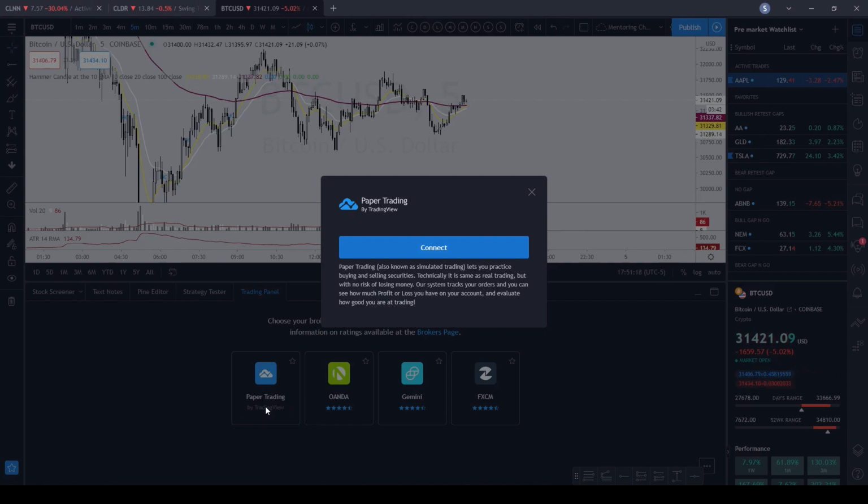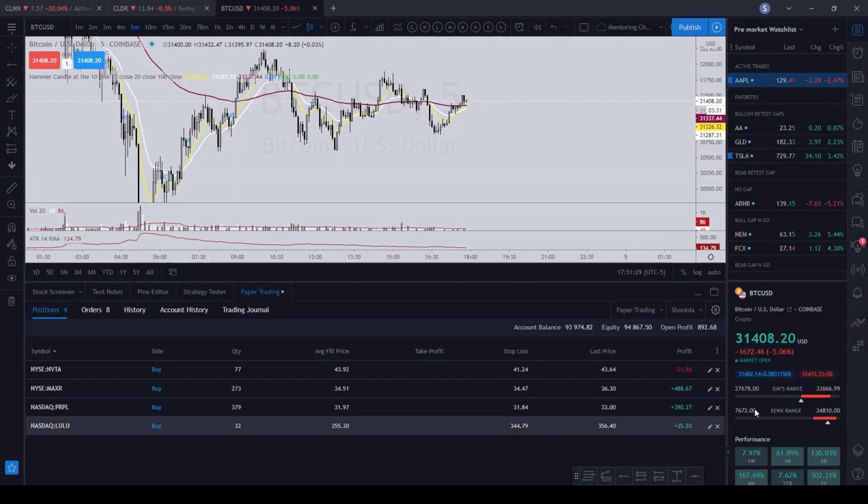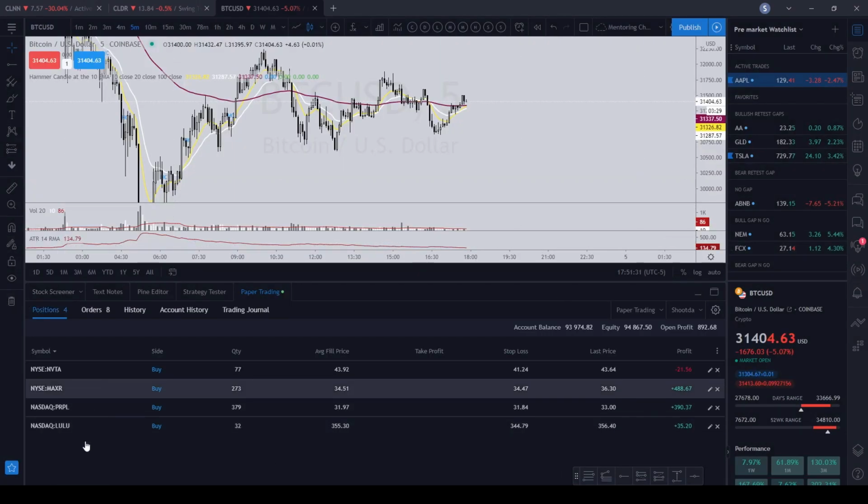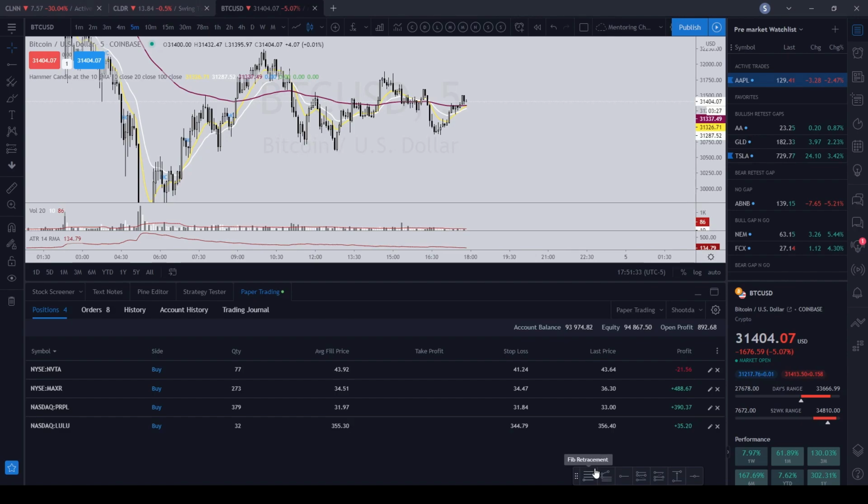Now, it just basically says that this is a practice account and this is a way for you to practice. You're not using real money, and so therefore you're not risking any capital. So click on Connect, and that opens up this trading panel. Now, I do already have some open trades just so I can demonstrate a few things. So you can see those right here.